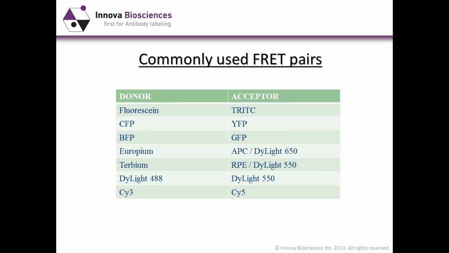You also have the smaller organic molecules that can be used as donor and acceptor pairs, for instance DyLight 488 combining with DyLight 550, and a very common pair of Cy3 together with Cy5. As I mentioned, this is a very small selection of the number of FRET pairs that are actually available for use.